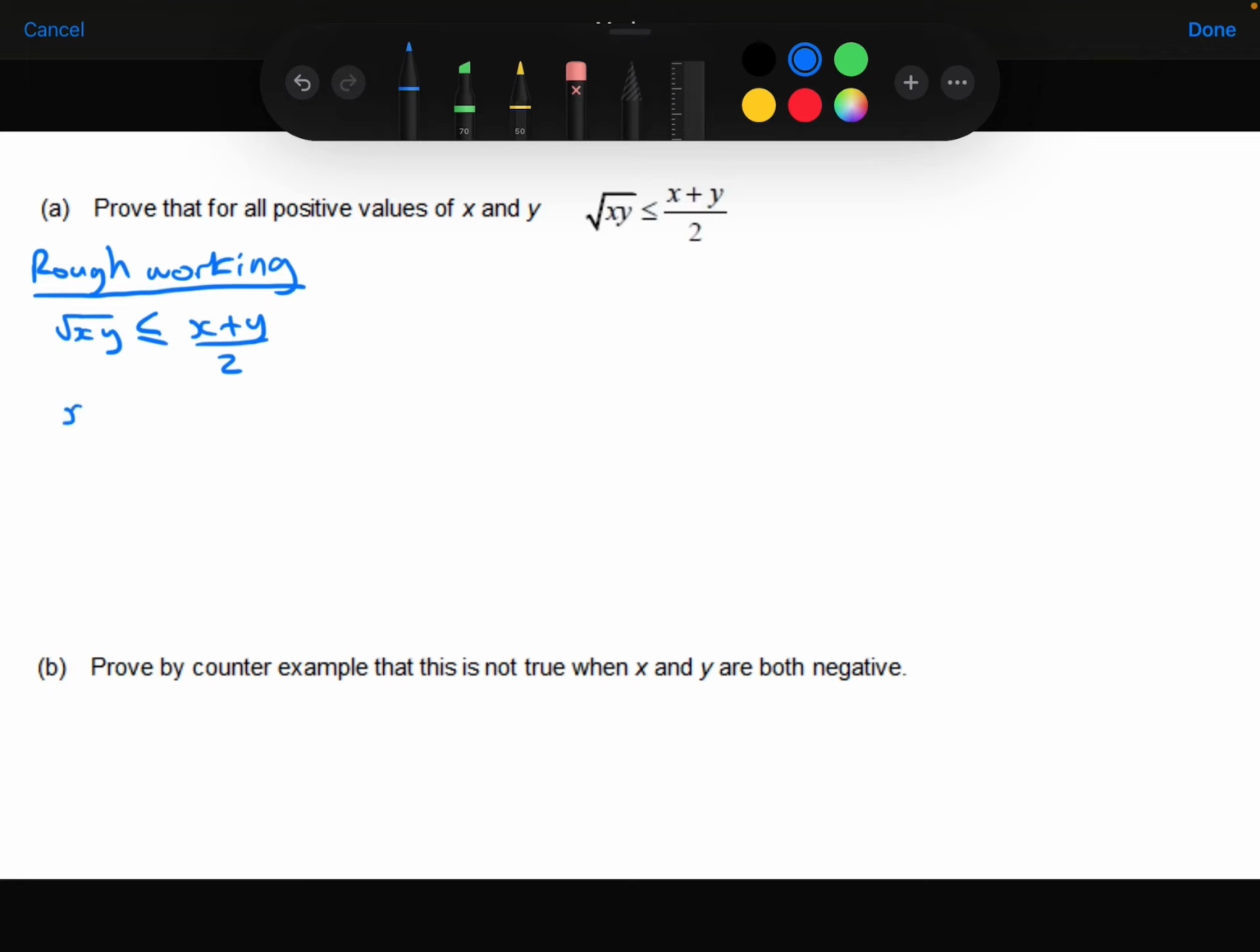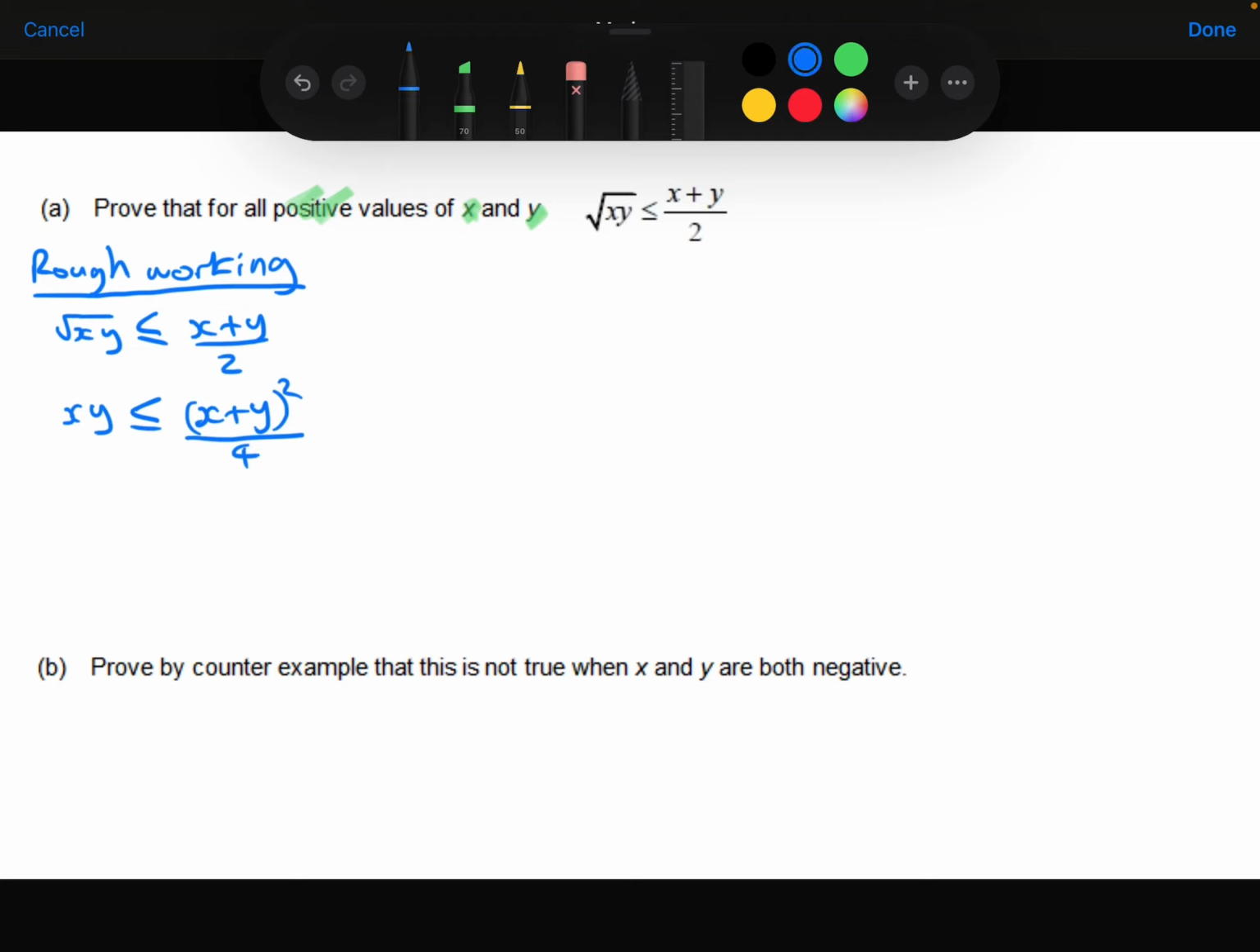Now I should be careful when I do this because this is an inequality and I might need to flip the sign when I square both sides. But the fact that x and y are both positive means that I know this here is positive. And so when I'm squaring both sides, I know I'm multiplying by a positive number. So that's good to know. That means I don't need to worry about flipping the direction.